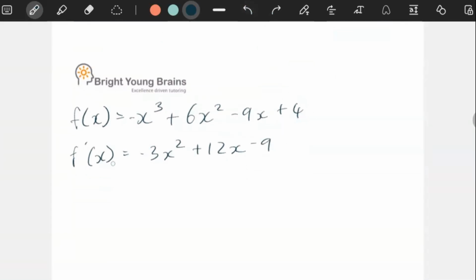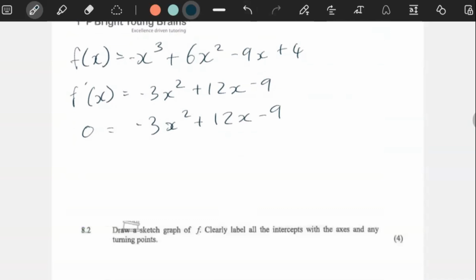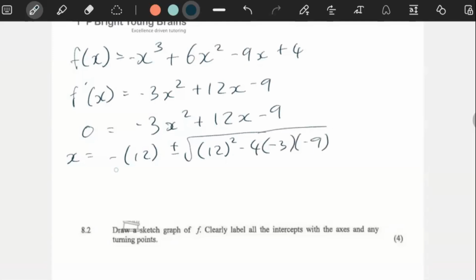Having differentiated this, we're going to make this equation equal to 0. And then what are we going to do? We are going to solve for x using the quadratic formula. x is equal to minus b plus or minus the square root of b squared minus 4ac, all over 2a. I do recommend that you write the equation first before using it.